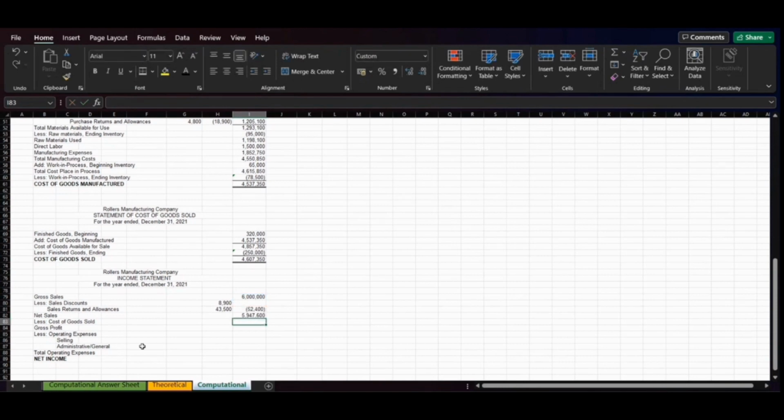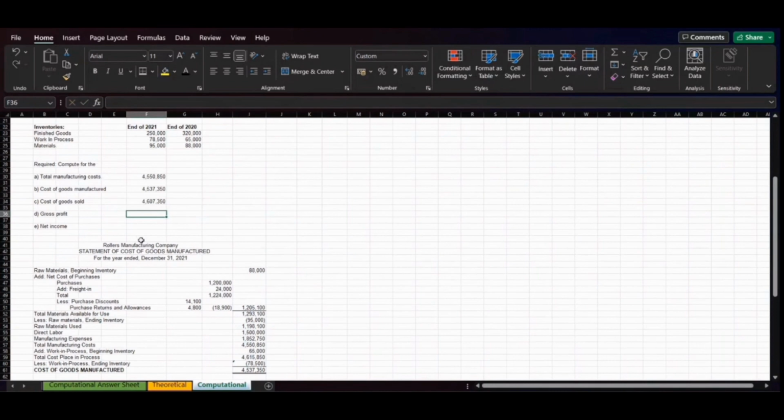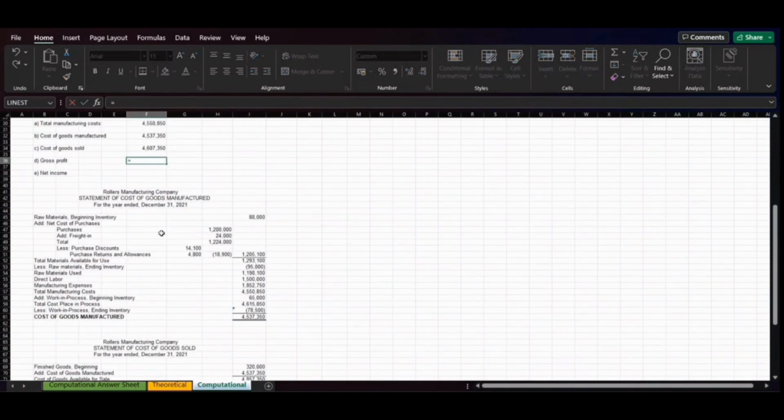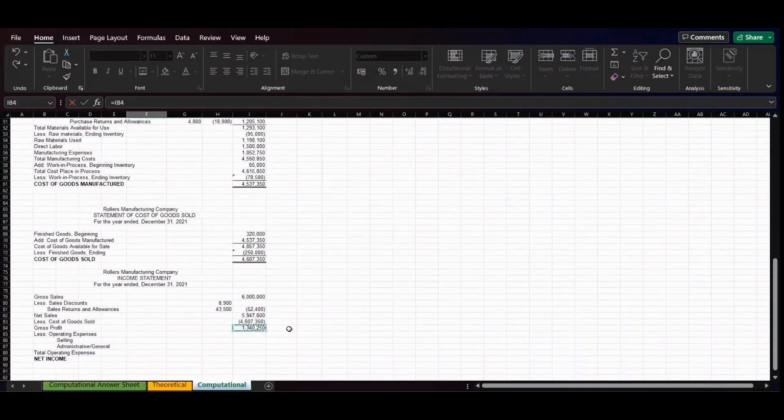Ayan, so meron tayong na-compute kanina na cost of goods sold. So, kukunin lang din natin siya. It is 4,607,350. So, para makuha ang ating gross profit, i-minus natin itong net sales sa ating cost of goods sold. So, meron tayong 1,340,250 for our gross profit. So, ayan. Nakuha na natin yung requirement D, which is 1,340,250 for our gross profit.